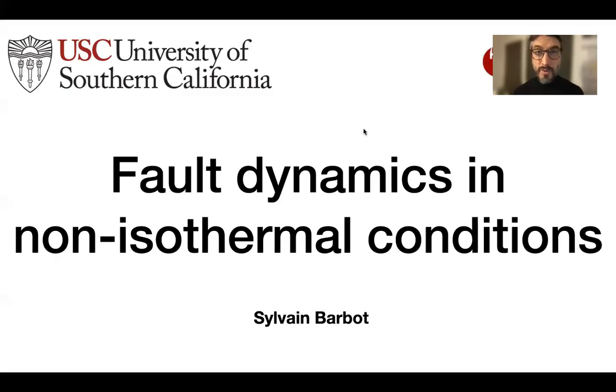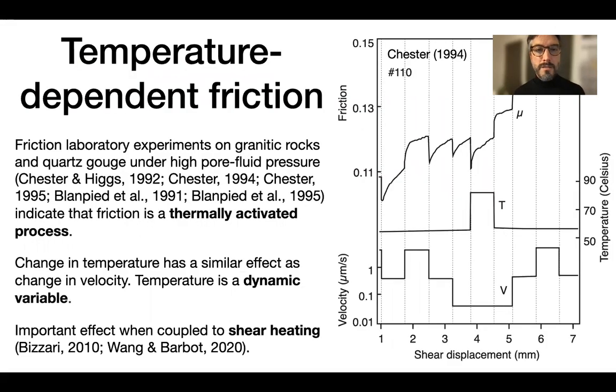Hi, I'm going to talk about fault friction in non-isothermal conditions. Laboratory experiments have shown that friction is a thermally activated process whereby a sudden change in temperature induces a direct weakening effect followed by time-dependent healing. This effect is important to understand because of potential positive feedback with shear heating that may induce thermal instabilities or different rupture styles.